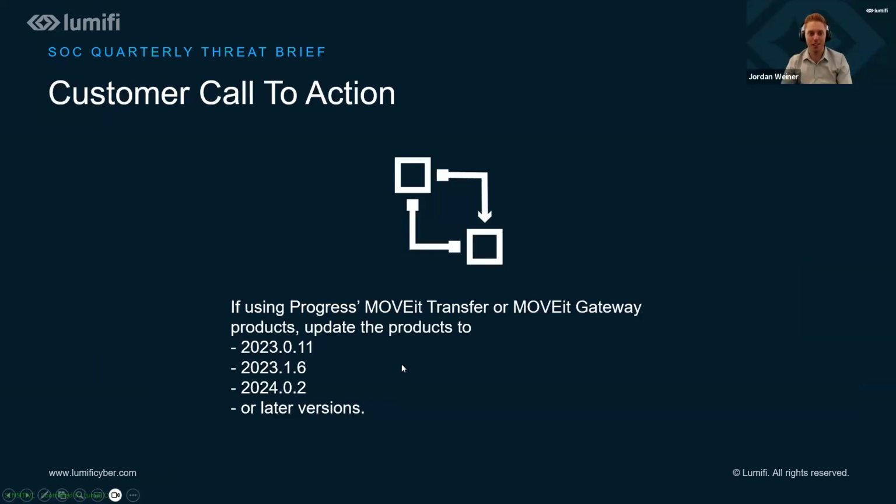All righty, thank you for that, Anthony. So from a customer perspective, luckily this is a bit more simple. What you can do from a mitigation perspective is really just making sure that you're on one of the more updated versions, so that specific vulnerability is no longer at risk.